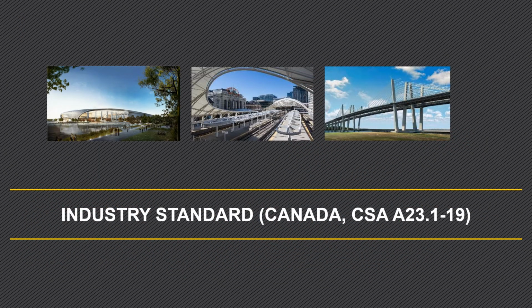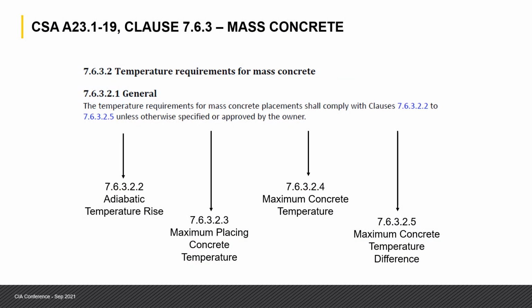In this section, we're going to present some of the advancements that we have provided to the industry standards in Canada. And the first thing we're going to talk about is the temperature requirements for mass concrete per the section on mass concrete for the Canadian Standards Association A23.1-19.